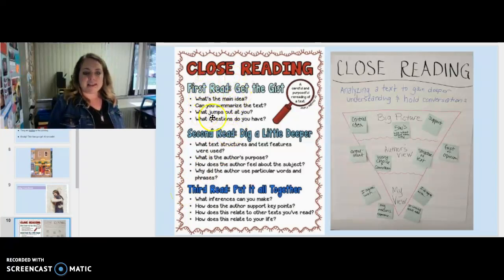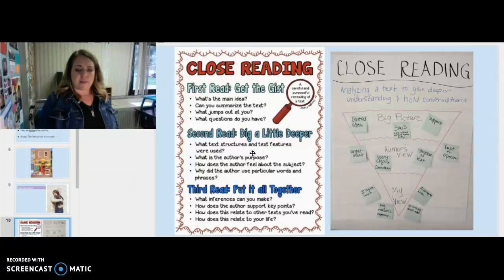And the main idea is the first time that you read the text, you read it to just get the gist of it. What is this article about? What is this text saying? What's jumping out to me? What questions do you have? That sort of thing. And then the second time that you look at the article or the text, you focus a little bit deeper on some more specific things, like what text structures are used, how are the text features placed, what is the purpose of this article, how does the author feel about the subject, why did the author use a particular word or phrase, looking at connotation and that sort of thing.